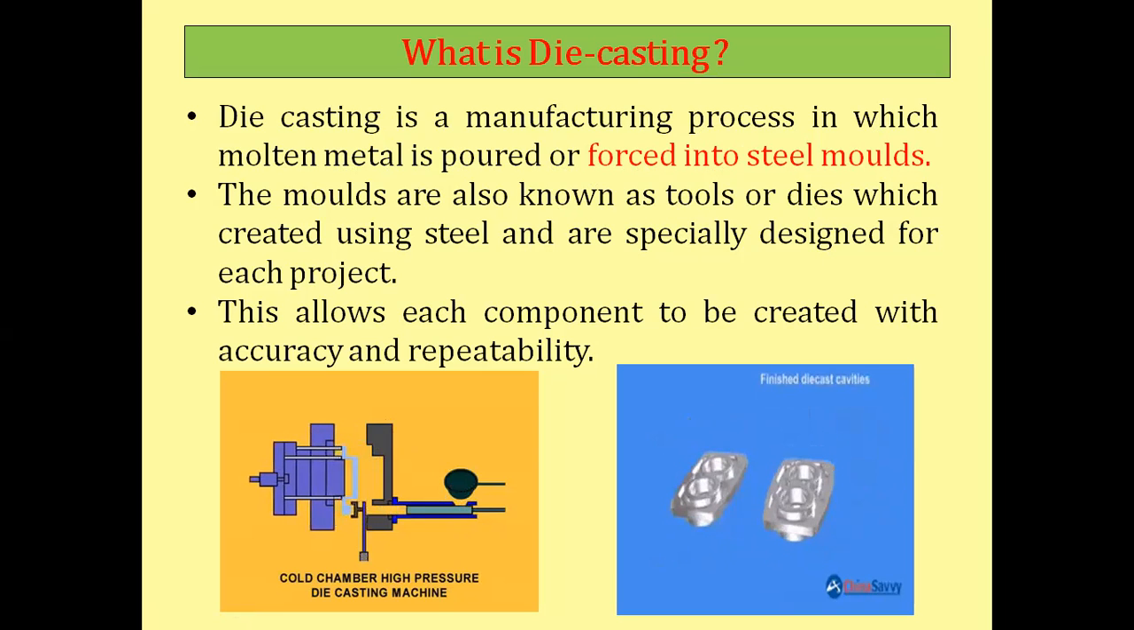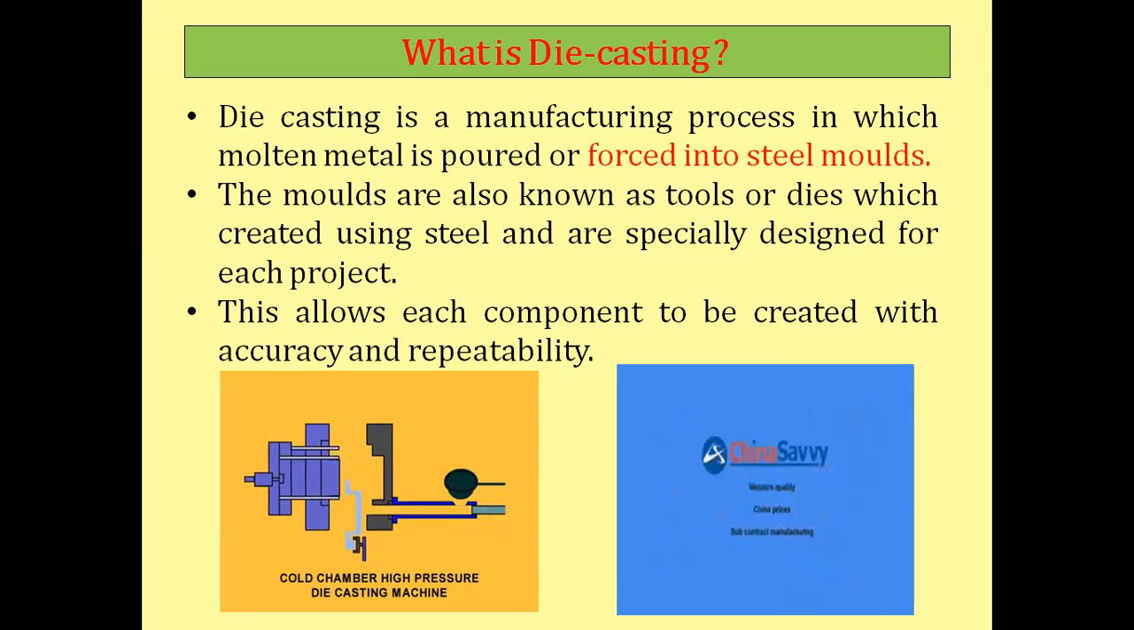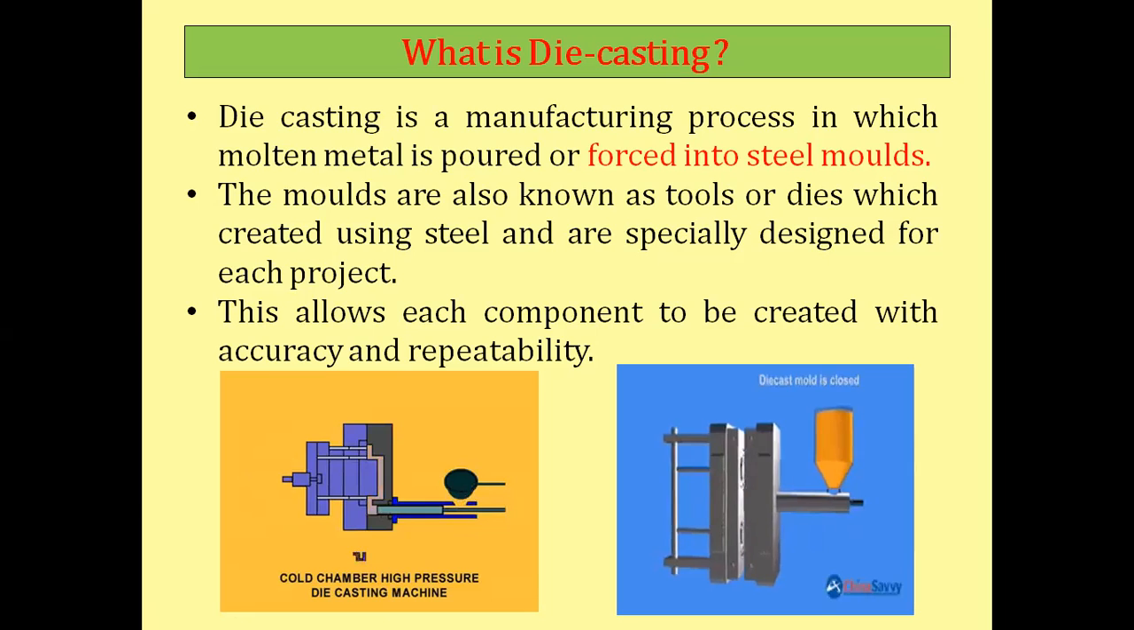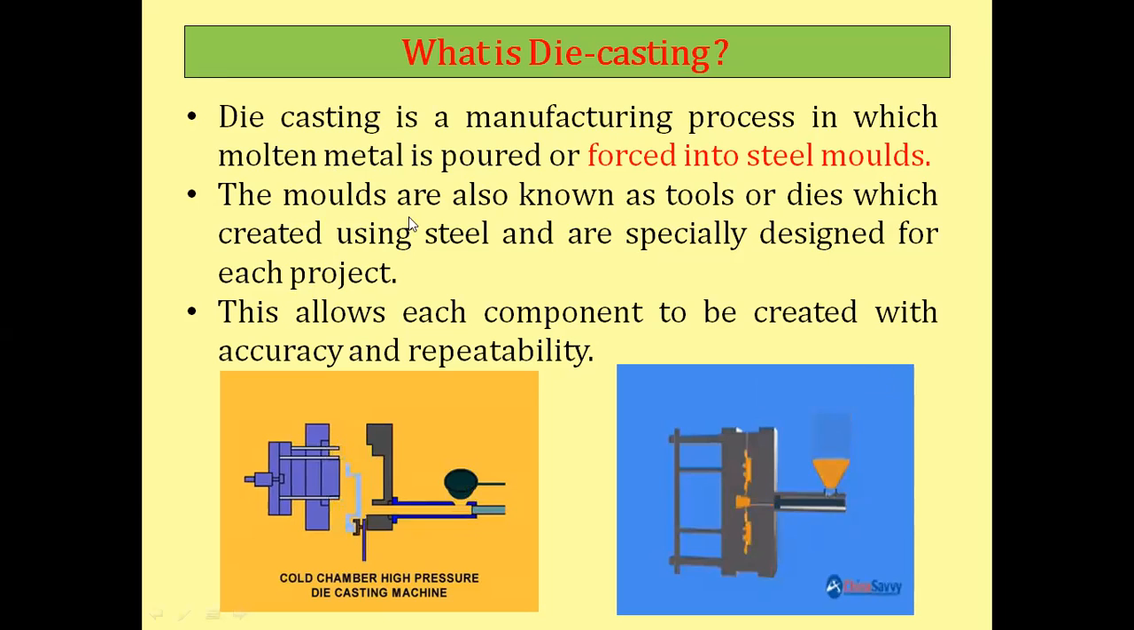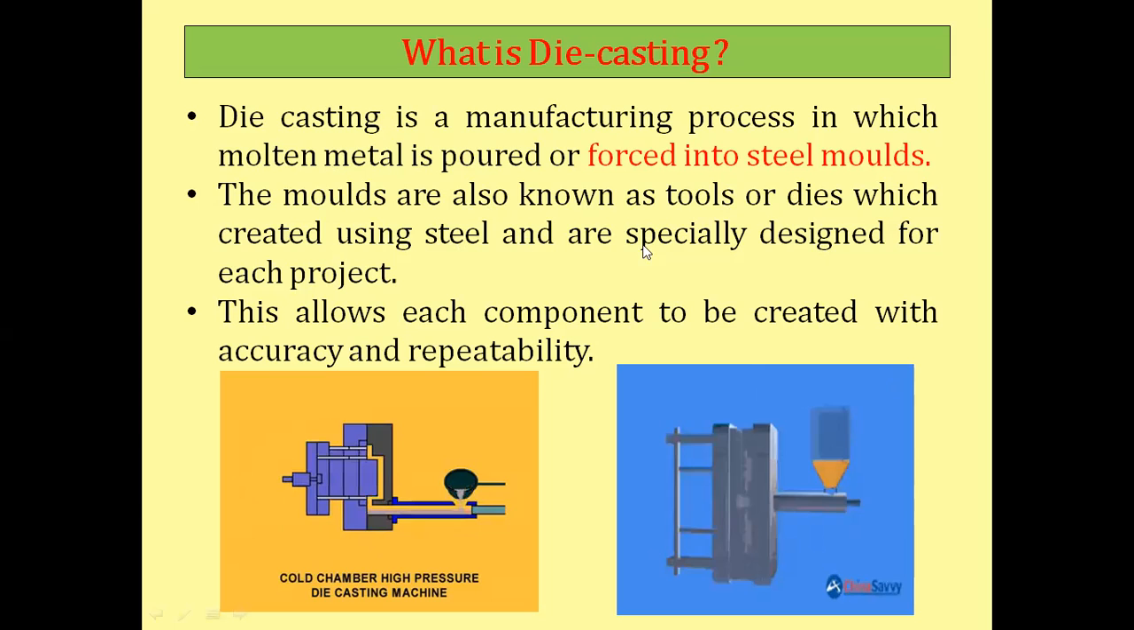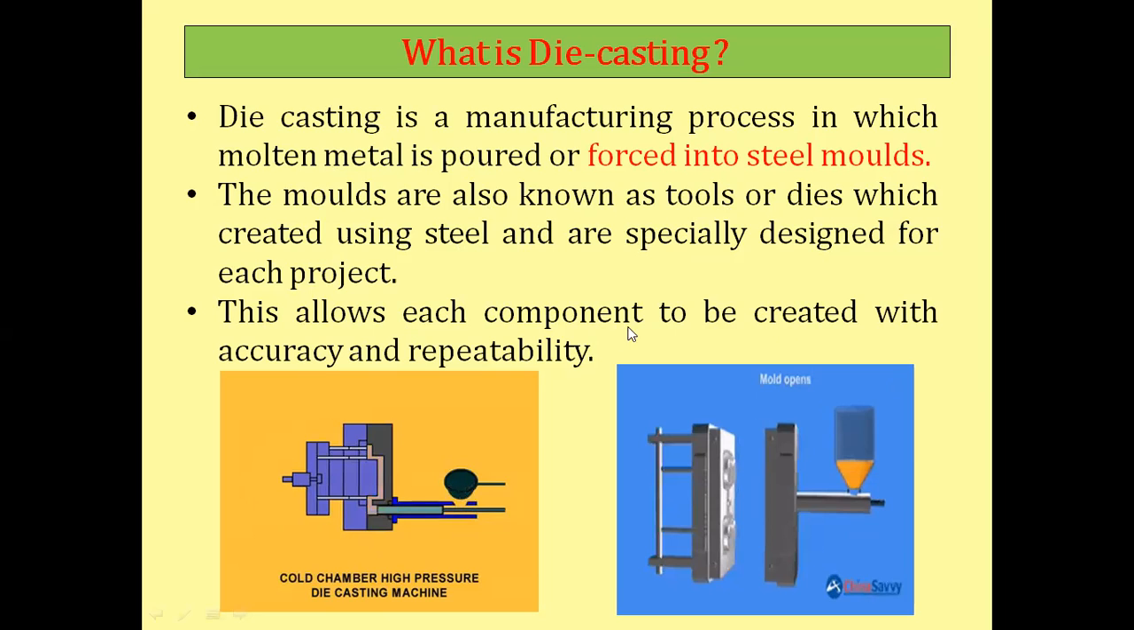Forcefully you are filling the cavity with the help of a piston and cylinder arrangement. For operating that piston, again you are using the crank and connecting rod assembly. So this is a steel mold. In die casting you are using a steel mold, and the molten metal is forced with the help of the piston into the mold cavity. The molds are also known as tools or dies, which are created using steel and are specially designed for each project. These allow each component to be created with accuracy and repeatability.